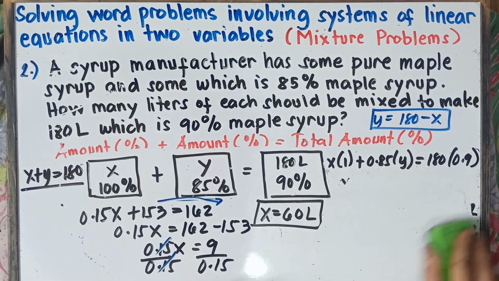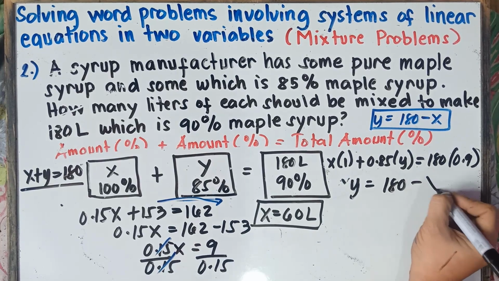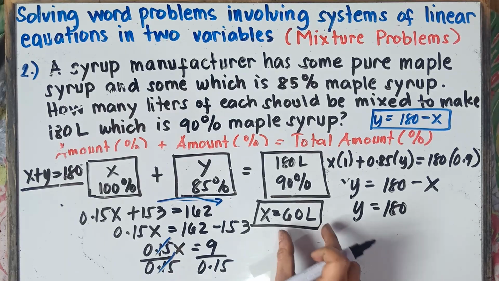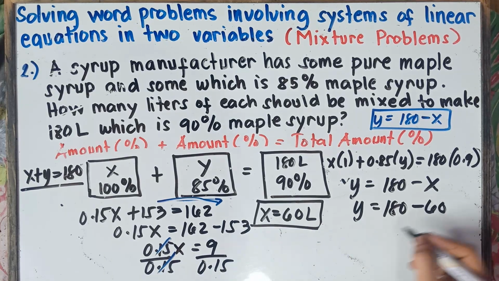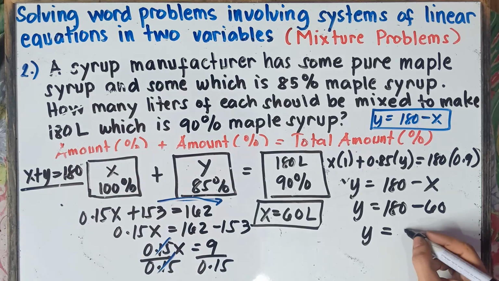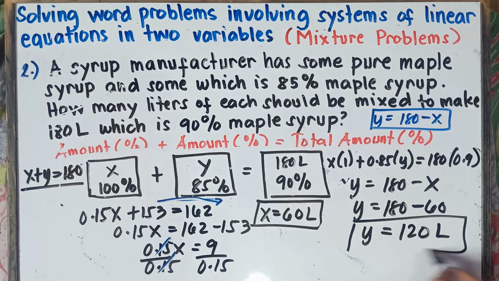So therefore, the value of y: y is equal to 180 minus x. Simply substitute the value of x, that would be 60. So y is equal to 180 minus 60. What's the answer, class? That's correct. That would be 120. And do not forget the units, liters. And then we're all set, class.